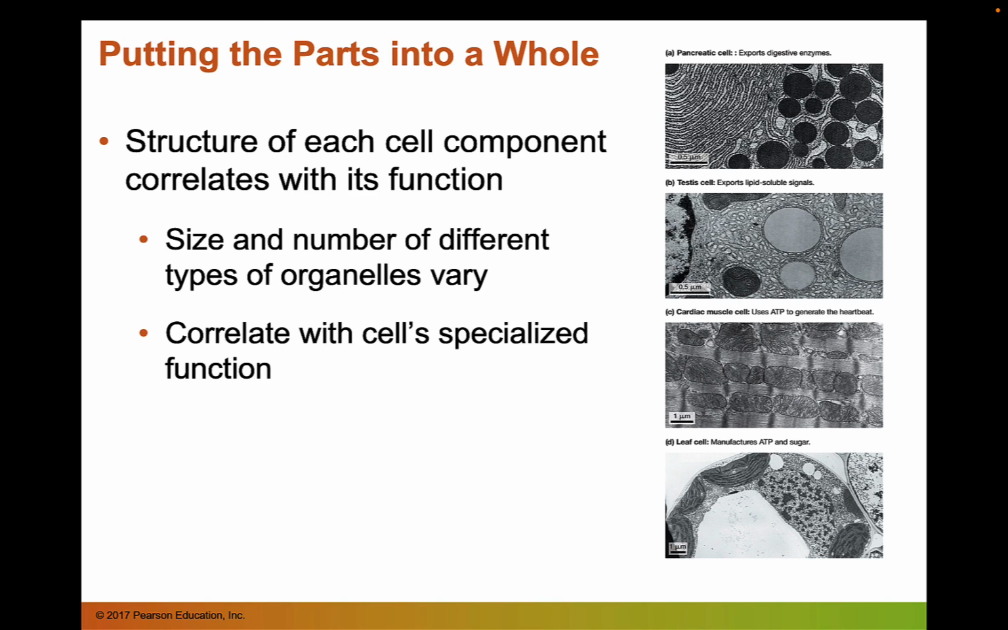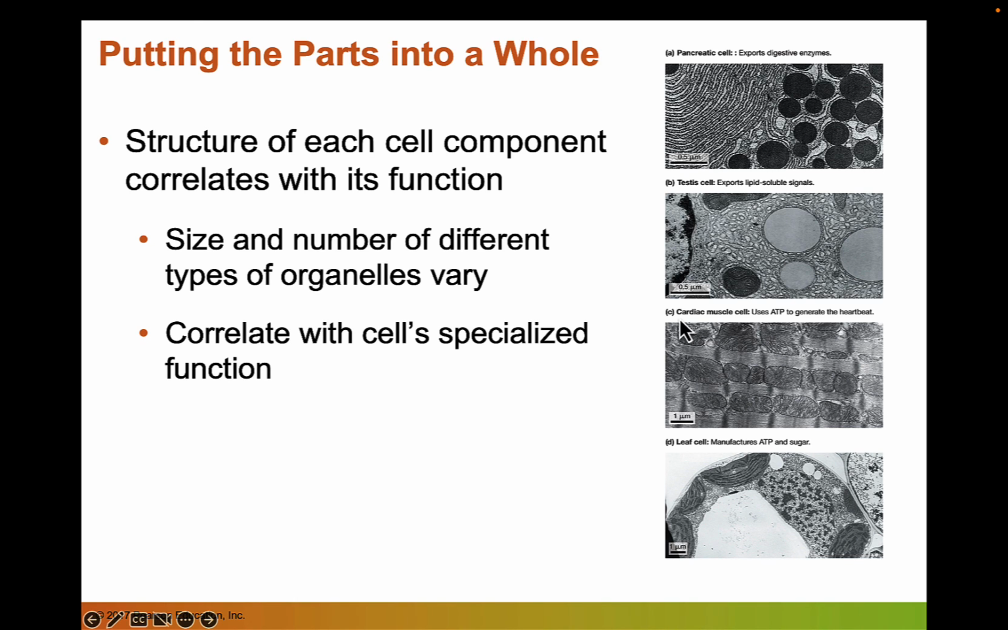So I mentioned this before, but the structure of each cell component correlates with the function of that cell in multicellular organisms. This means that the size and number of different organelles can vary, and they usually correlate with the cell's specialized function. So if we zoom in here to this electron micrograph of a pancreatic cell, what a pancreatic cell is supposed to do is export digestive enzymes. These are proteins that need to be secreted. And so since proteins need to be secreted, it means we need a lot of rough endoplasmic reticulum.